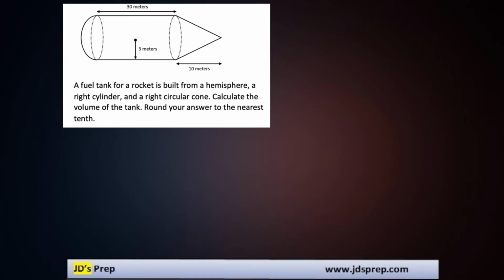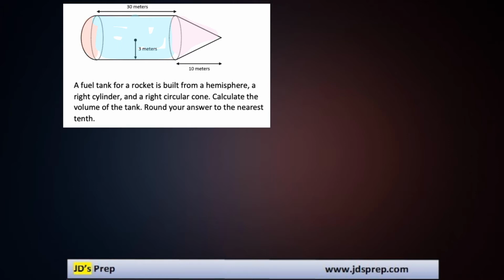This problem is asking us to calculate the volume of this entire fun shape. Now our trick here is to split it into its three different components. We've got the hemisphere, which is half of a sphere. We've got the cylinder, and we've got the cone. So our strategy will be to find the volume of each of the three pieces, add them together, and we'll have the volume of the entire shape.